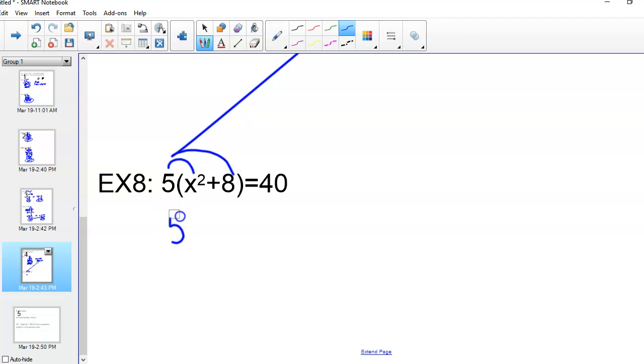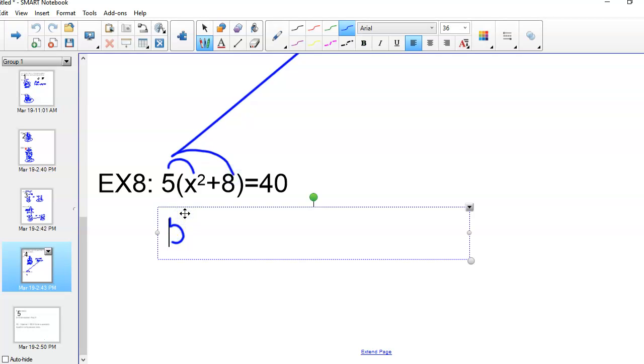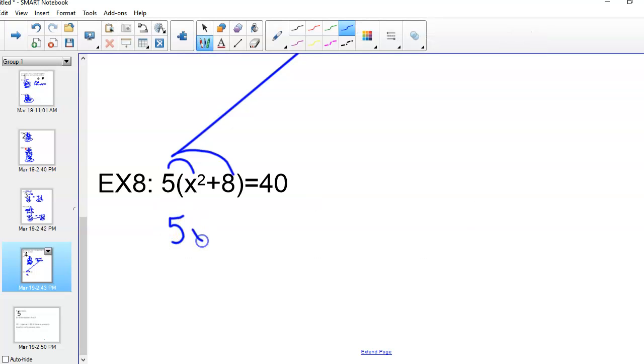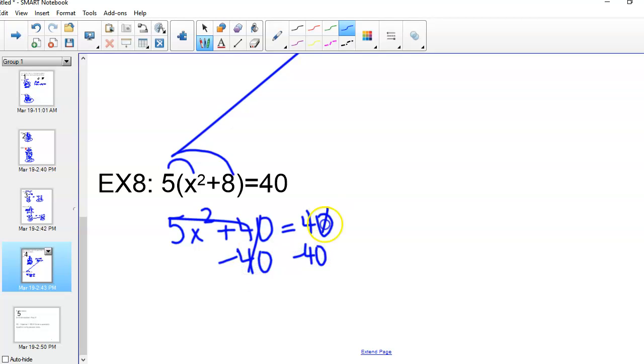And so that will give us 5x squared plus 40 equals 40. Okay, so now we could subtract 40. All right, so we subtract 40 from both sides. Now what happens here is it cancels on both sides.